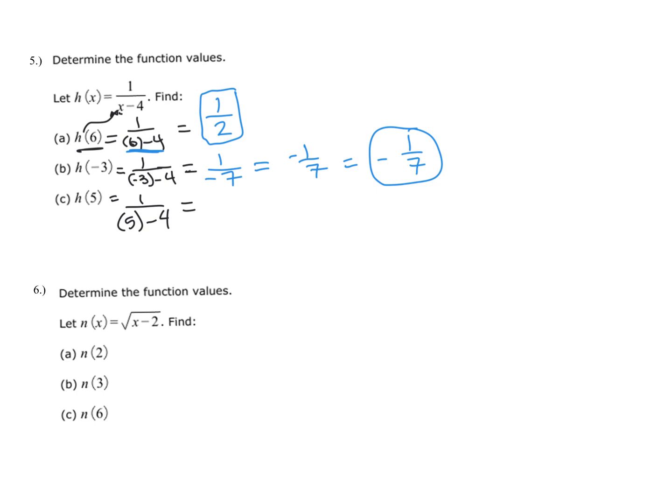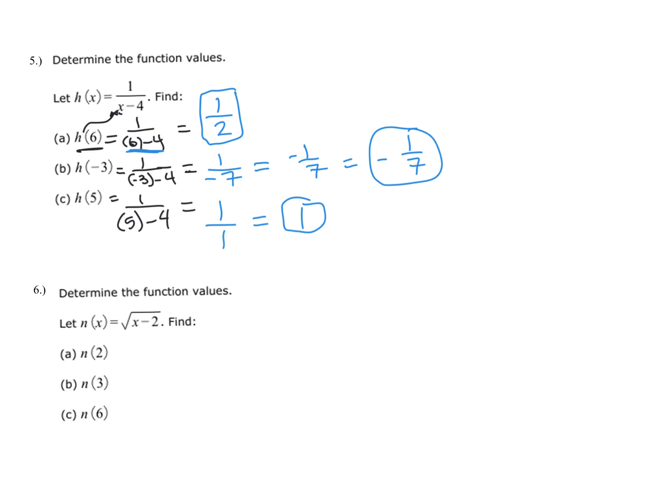And then for letter C, I have 1 over 5 minus 4. 5 minus 4 is 1. And then 1 over 1 reduces to 1. But feel free to use the calculator to check these as well. All right, last but not least is number 6.